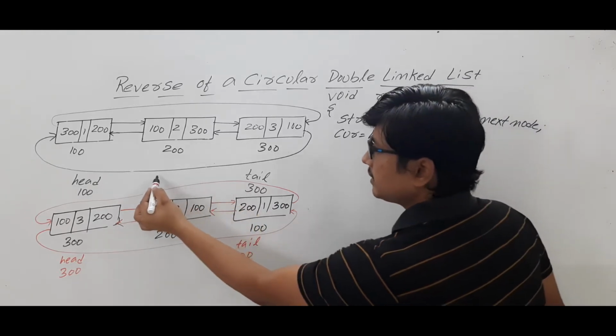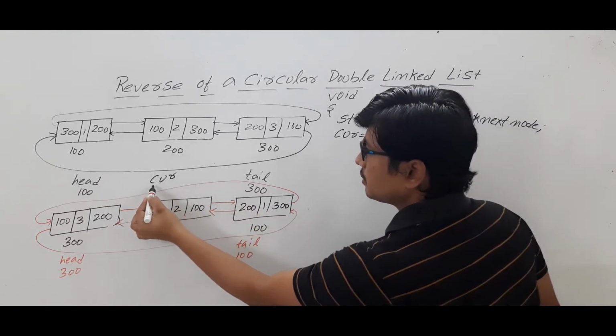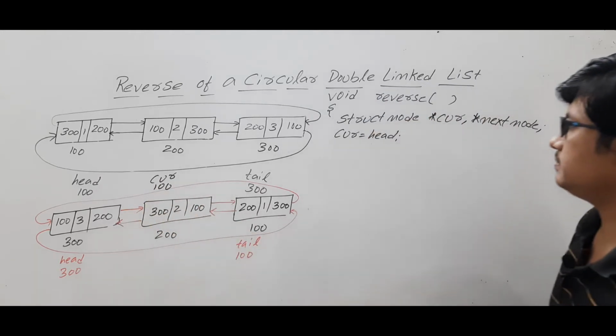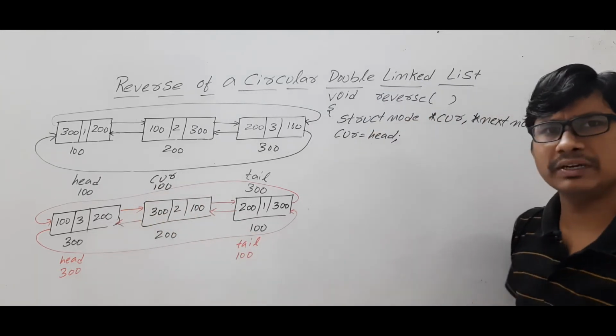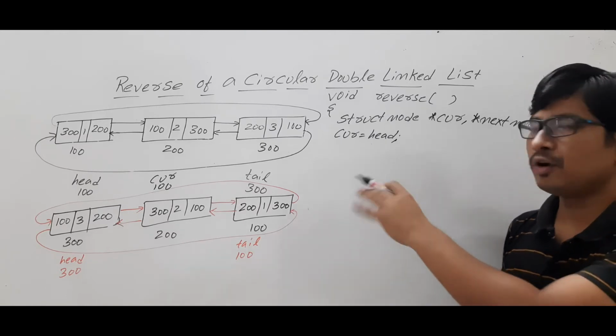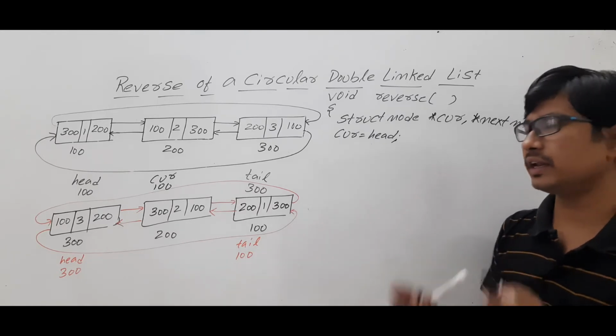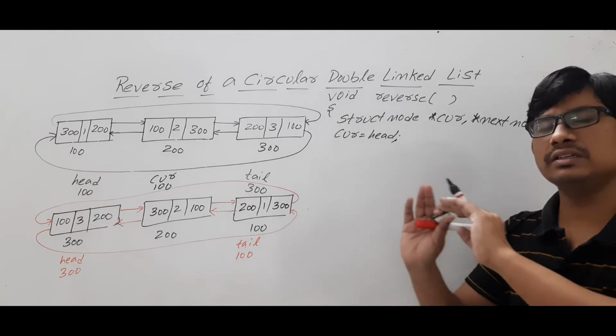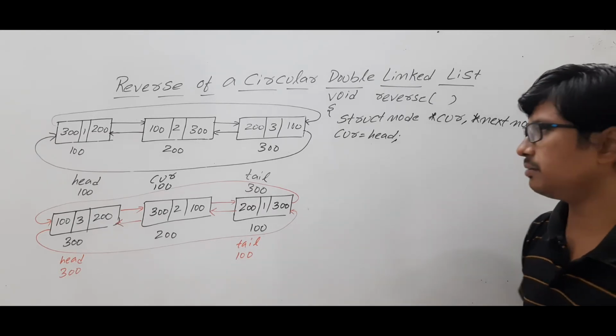So let me write here, current is equal to head, which is 100. Now you can write a statement, if head is equal to null, the list is empty. I am not writing such statements. If you want, you can write it. I am assuming that there are some nodes in the circular double linked list.